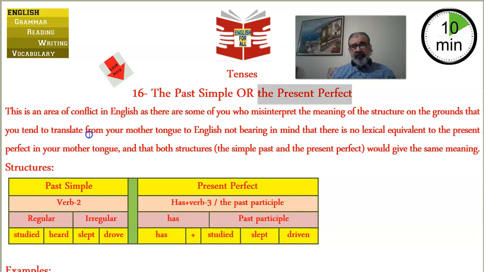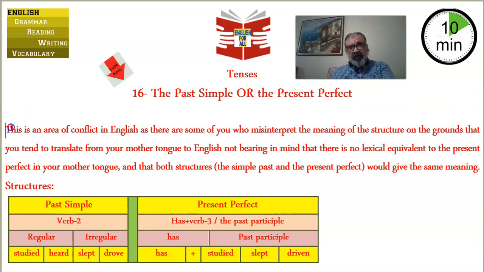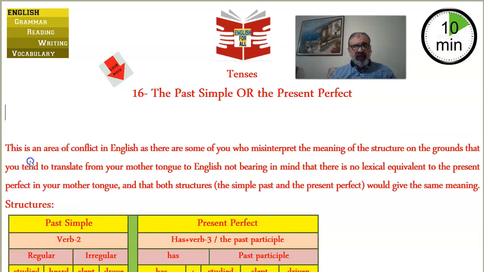To start with, using the perfect tenses in English is an area of conflict because many of you misinterpret the meaning of the present perfect structure on the grounds that you and others tend to translate from your mother tongue language to English, not bearing in mind that there is no lexical equivalent to the present perfect and actually to all the other perfect tenses in English.